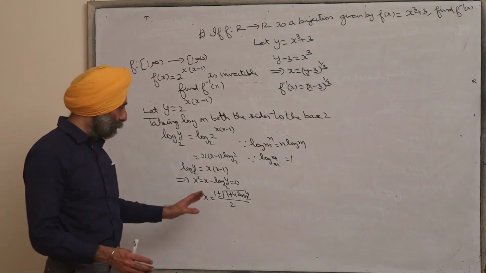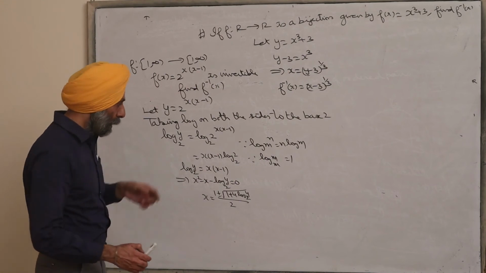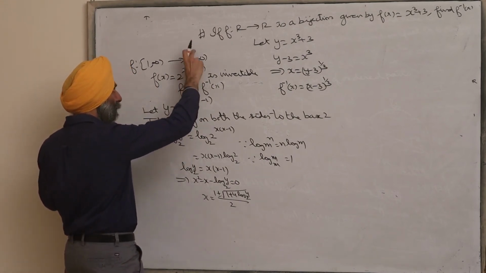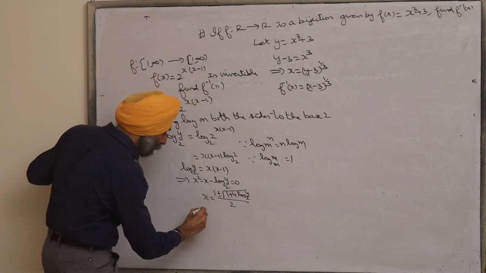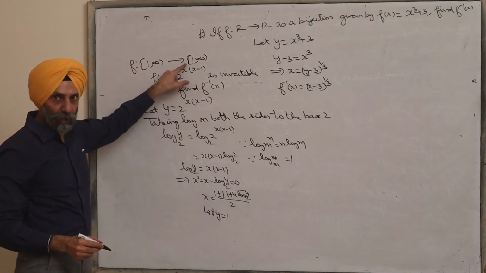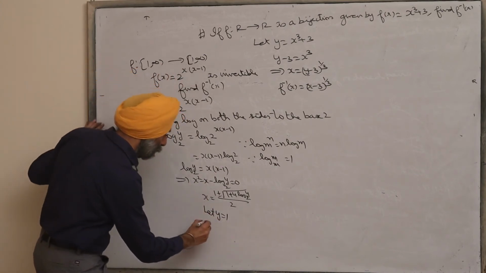But since I have to explain to the students how to check, you can see that this represents the codomain and the values of y are from here. Let y is equal to 1. If I take y equals to 1, there are two options.